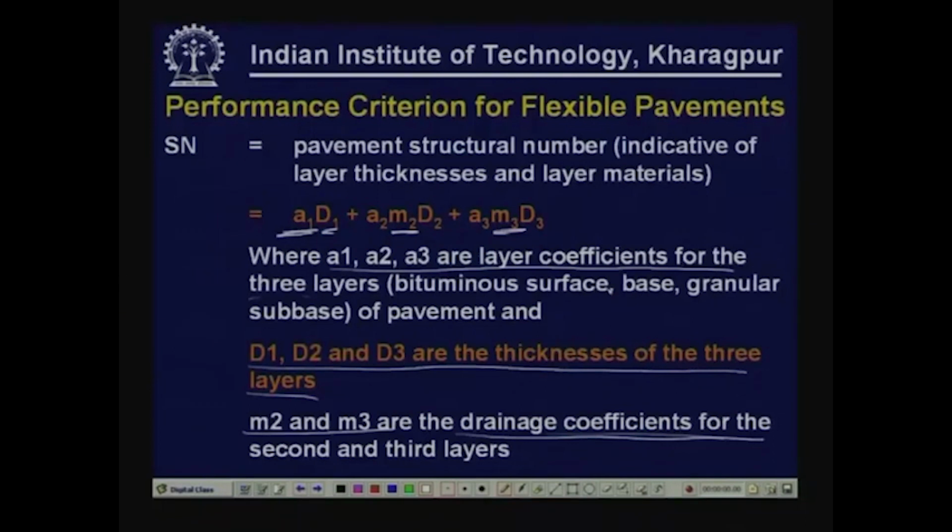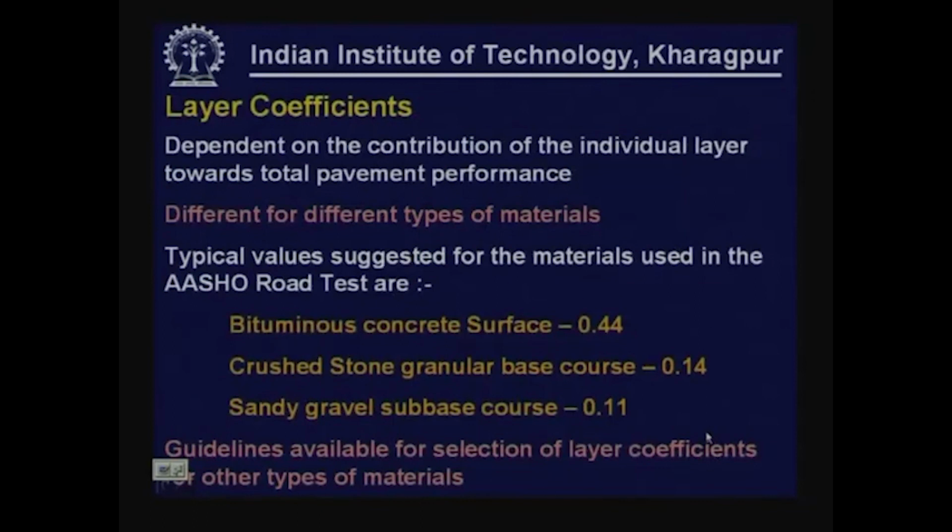So, to assess what is the structural number of the pavement, we should be able to select D1, D2, D3 thicknesses. We should also be able to select the layer coefficients for the material that we are using, A1, A2, A3. We should also be able to select the drainage coefficients M2 and M3. The layer coefficients depend on the contribution of individual layer towards total pavement performance. They will be different for different types of materials. Typical values suggested for materials used in the AASHTO road test in the early 1950s are bituminous concrete 0.44, crushed stone granular base 0.14, sandy gravel subbase course 0.11. There are guidelines available for selection of layer coefficient for other types of materials also.